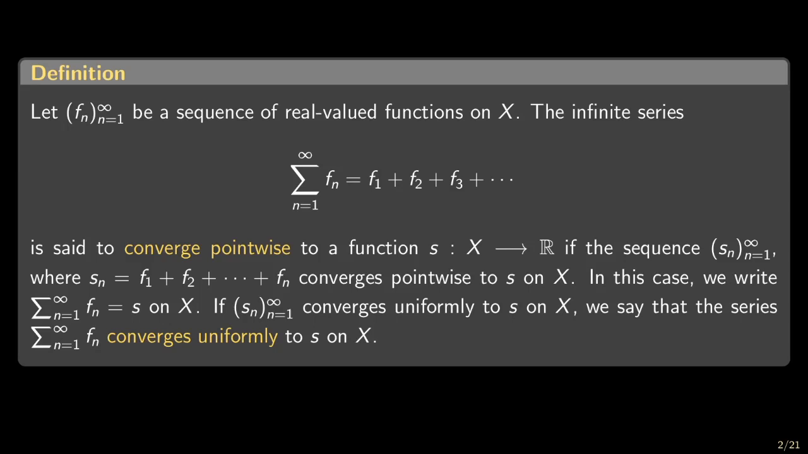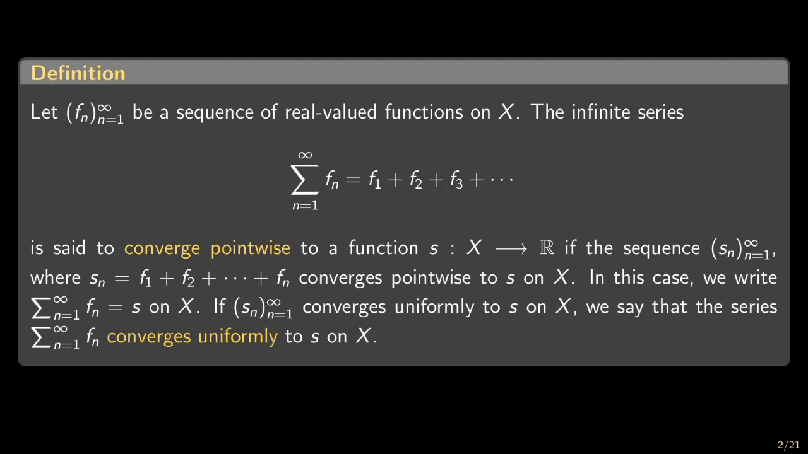Since the terms in the series are functions, its convergence will have two different modes, the pointwise and uniform convergence. So here, we say that this infinite series of functions converges pointwise to a function s with domain X as well if the sequence of partial sums, as a sequence of functions, converges pointwise to s. Again, the word pointwise means that for every point x in the domain X, S_n of x, as a sequence of real numbers, should converge to the value s of x.